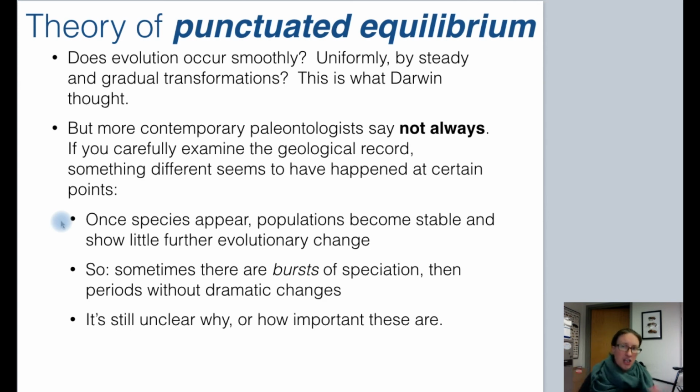So equilibrium refers to something that's in balance, it's not changing very rapidly. Punctuated means periodic. So there's going to be periods that are in some kind of equilibrium, and then periods where there's a lot of rapid change or bursts of speciation. And this comes from a lot of observations out of the paleontological record, and we still don't entirely know why this might be happening. It's going to depend on the group of organisms, and we still don't really have a good handle on how important these kinds of dynamics are in shaping overall evolutionary history.